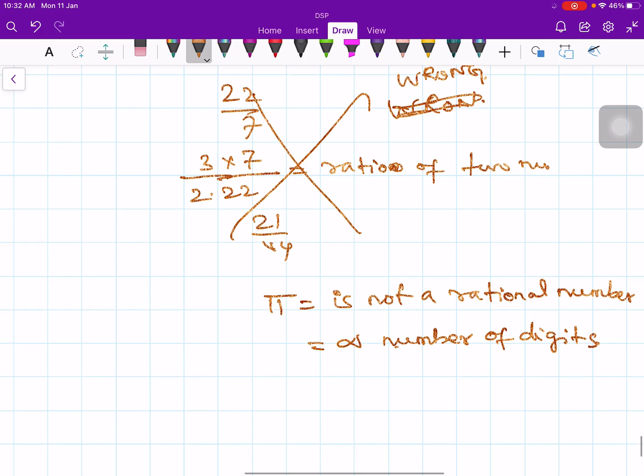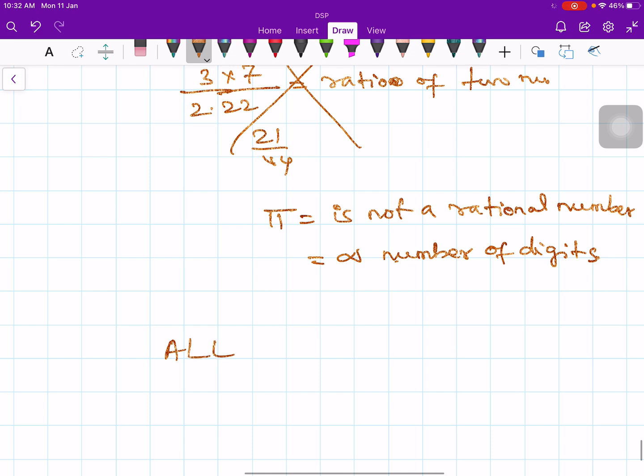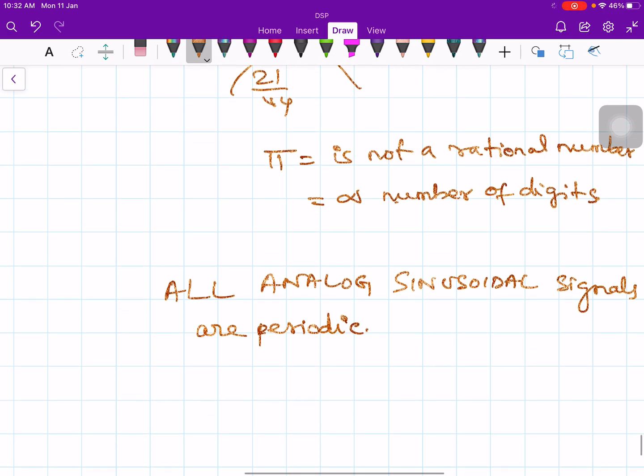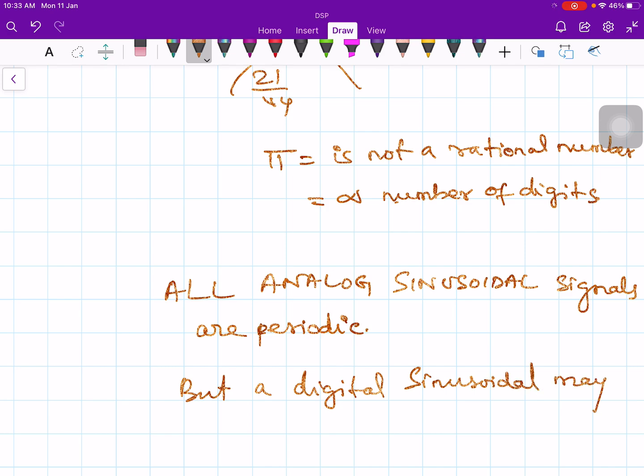In other words, while all analog sinusoidal signals are periodic, a digital sinusoidal signal may or may not be periodic. So this is the important point one must remember.